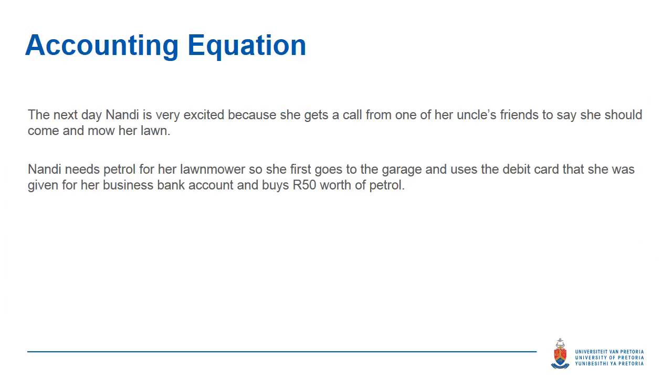The next day, Nandi is very excited because she gets a call from one of her uncle's friends to say she should come and mow her lawn. Nandi needs petrol for her lawnmower, so she first goes to the garage and she uses the debit card she was given for her business bank account, and she buys 50 Rand worth of petrol.